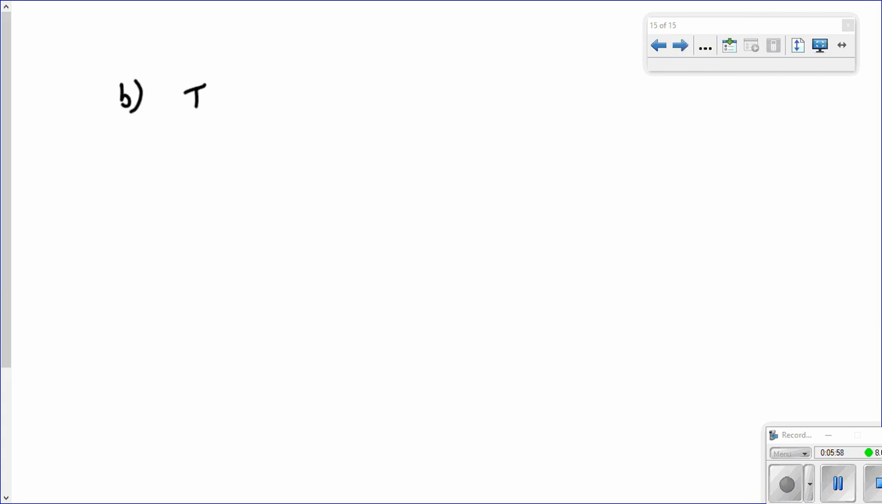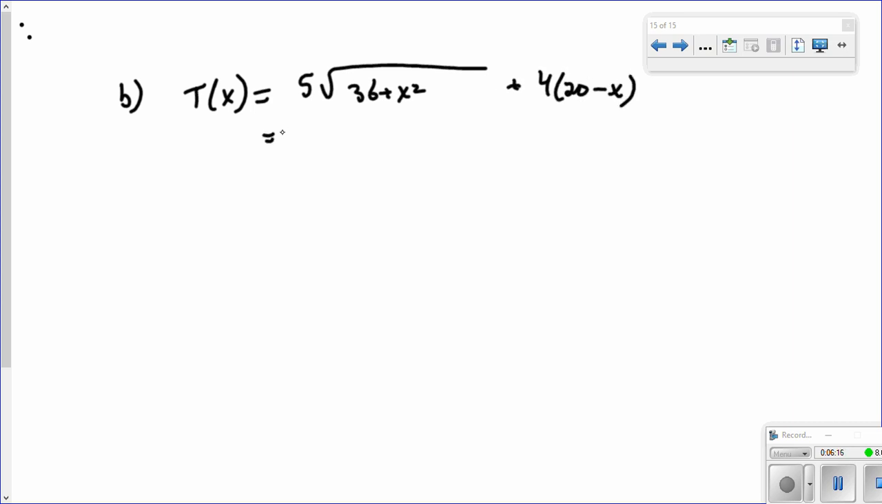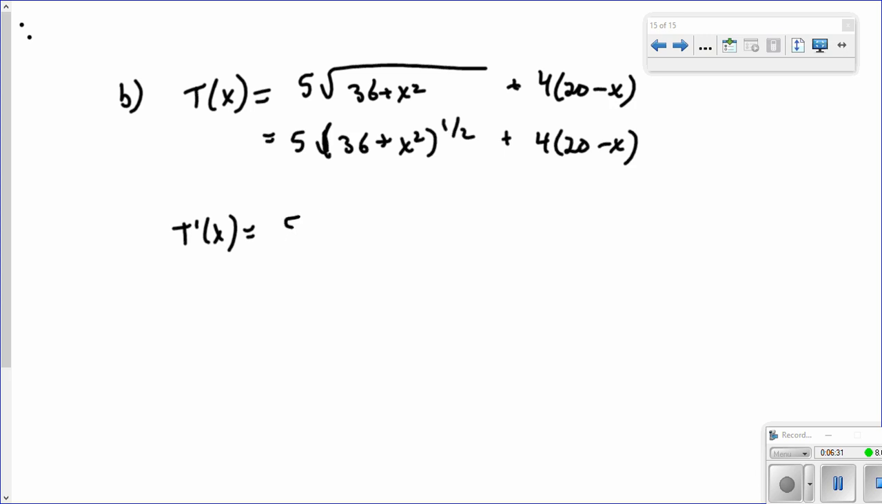Okay, and write my time function. I'm going to rewrite it. That's an exponent. Now I want to take the derivative of it. It's going to be 5 and a half, 36 plus x squared to the negative a half. Don't forget to take the derivative of the inside function.